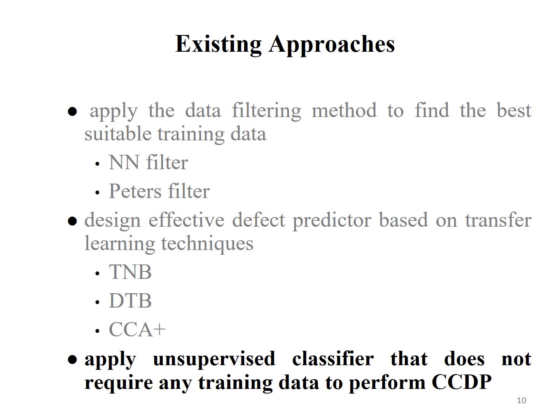The third mainstream way is to apply an unsupervised classifier that does not require any training data to perform CCDP. Therefore, the distribution gap between the training project data and the target project data is no longer an issue. For instance, Zhang proposed to apply a connectivity-based unsupervised classifier that is based on spectral clustering to perform CCDP.